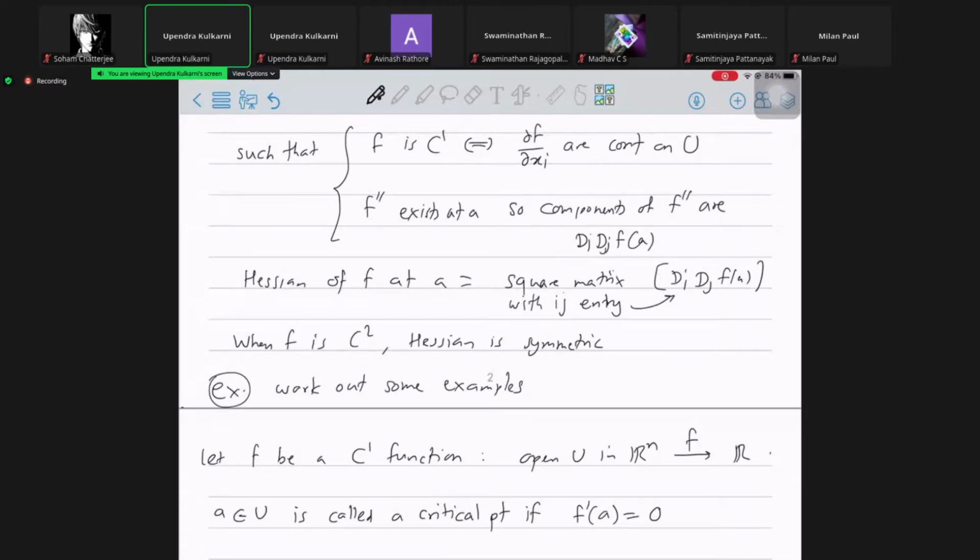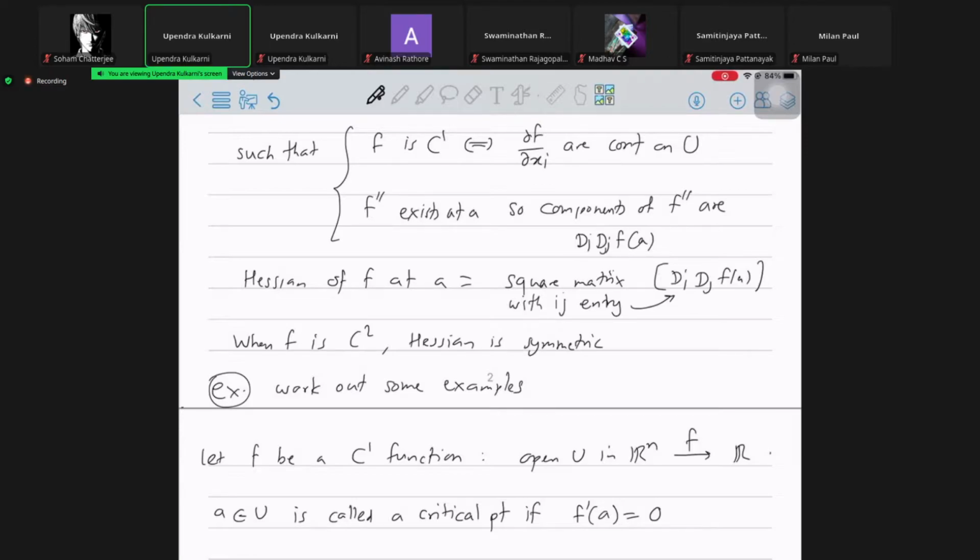So is it correct to say that if this C1 function has a maximum or minimum at any point, a local maximum, then f prime has to be 0 at that point? Is that correct? It needs to be differentiable. Yeah, but I have taken a C1 function. Oh, okay. Right? So just check.